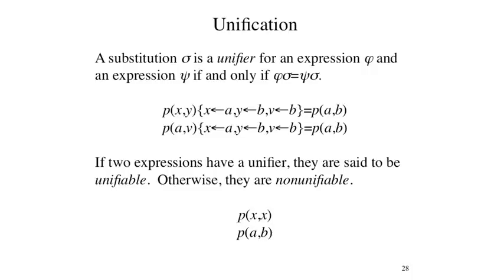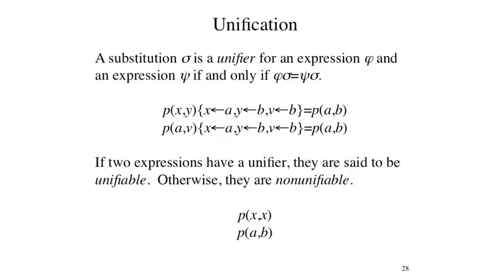Now, why do we care about substitutions? Well, it's the first step in unification. We say a substitution sigma is a unifier for an expression phi and expression psi if and only if phi sigma is the same as psi sigma. In other words, sigma applied to phi and sigma applied to psi produce the same expression. If two expressions have a unifier, they're said to be unifiable, and otherwise they're non-unifiable.